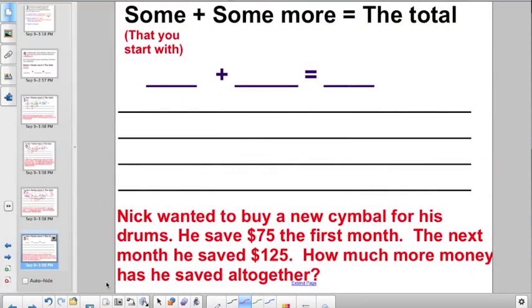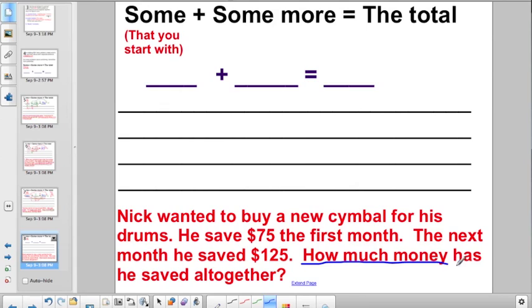Check out this one. Nick wanted to buy a new cymbal for his drums. He saved $75 the first month. The next month, he saved $125. Here comes the interrogative sentence. They want to know how much money has he saved all together.